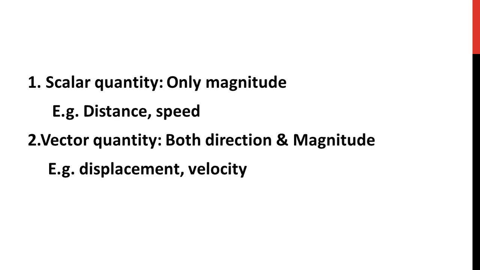Another one is vector quantity. Vector quantity means here we consider both the magnitude and the direction in which we are traveling. Examples of vector quantities are displacement and velocity. So please make note that distance and speed are scalar quantities, and displacement and velocity are vector quantities.